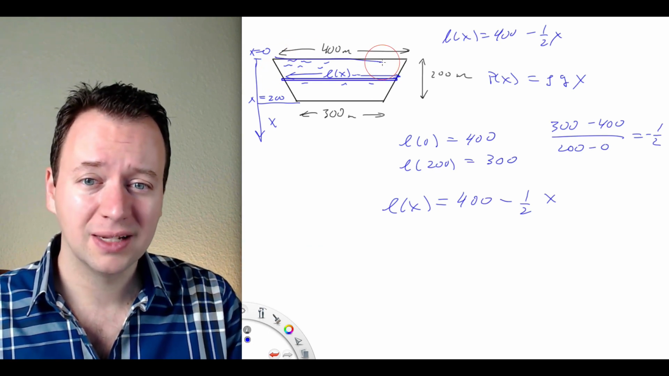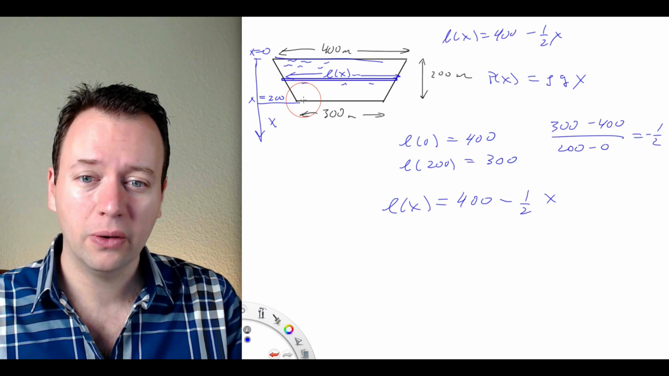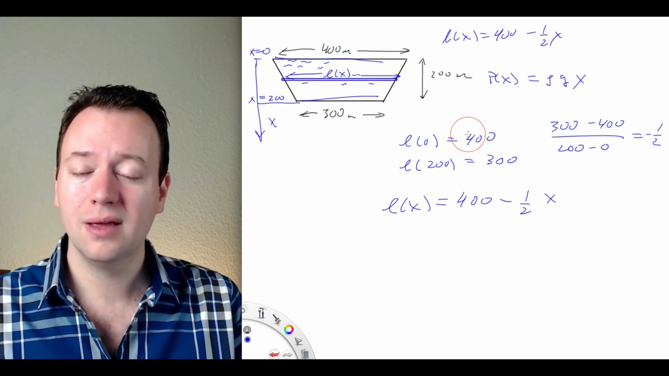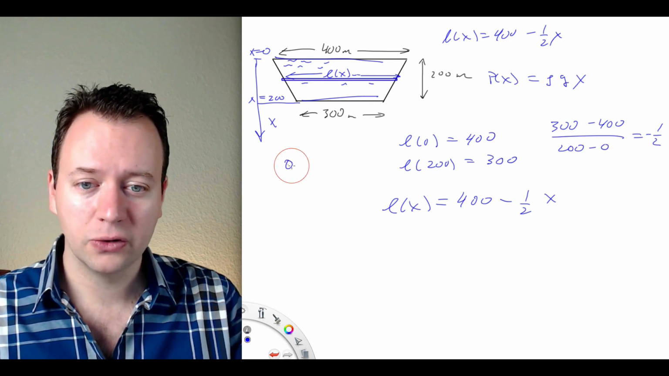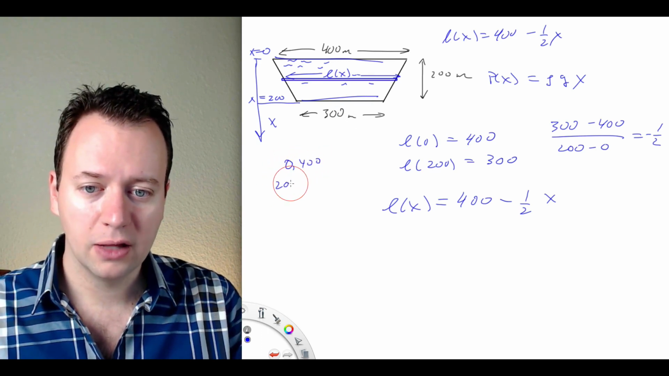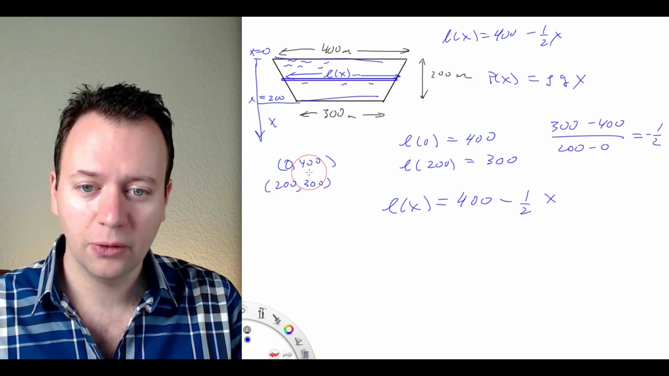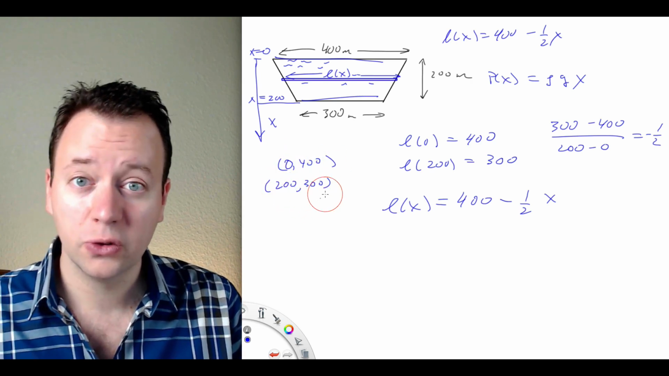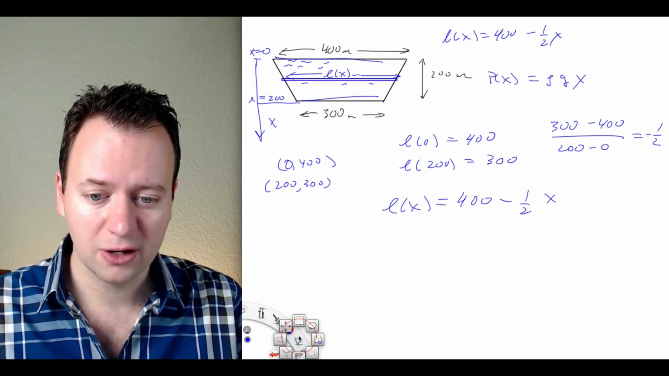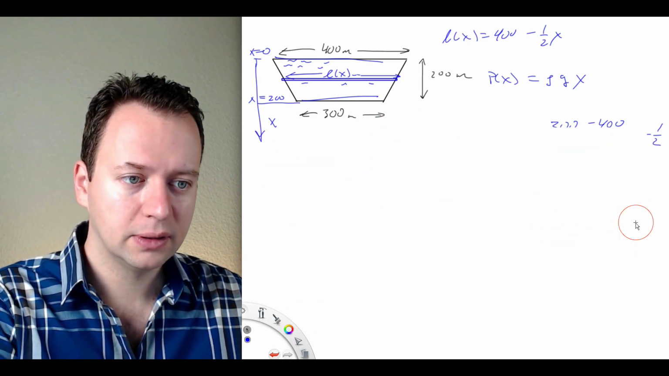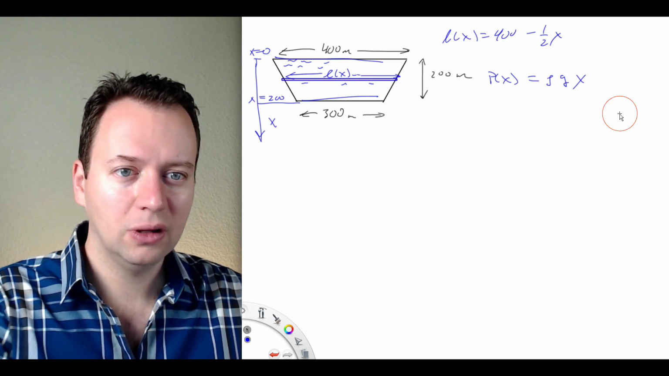The length across has to be 400 when x is equal to 0, and 300 when x is equal to 200. So what linear function passes through (0, 400) and (200, 300)? When depth is 0, length is 400. When depth is 200, length is 300. What linear function matches that? Do it any way you want for finding linear functions. Okay, so that's our length across.